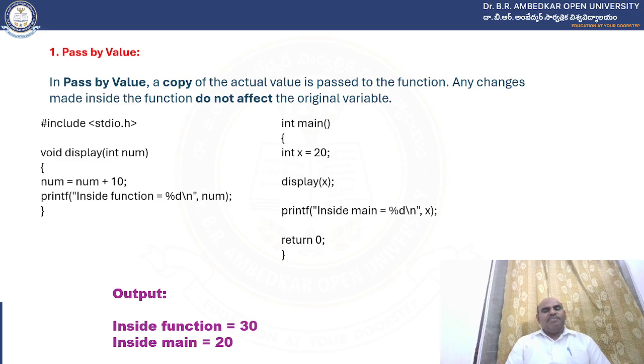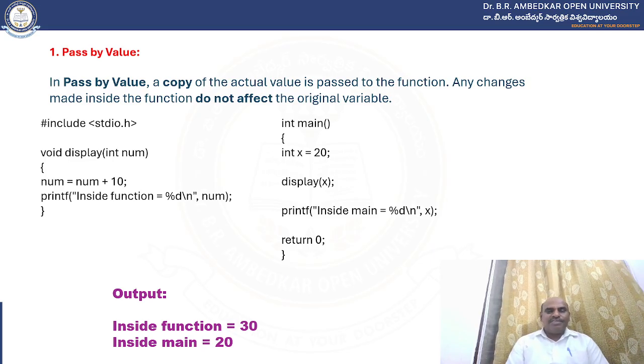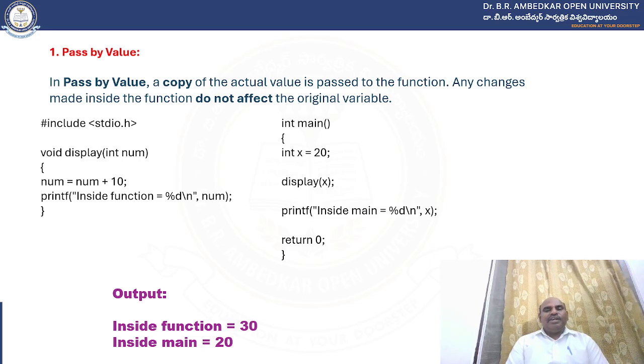See here in this example program, we have two functions. One is called the main function. Another one is called a subprogram or subfunction. In the main function, we have one variable. What is that variable? Here x is one variable. What is the type? Integer type. What is the value? The value is 20. So in the main function, the variable is x, but the value is 20. That is called the actual value. The actual value is 20. Then we call a function.